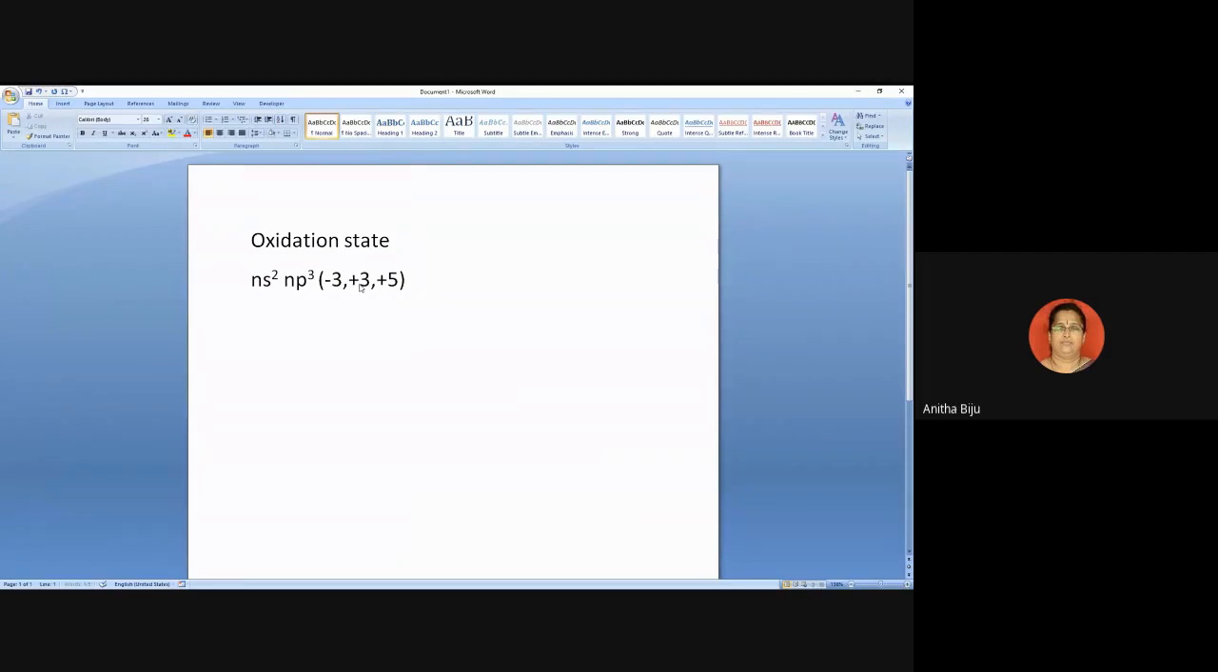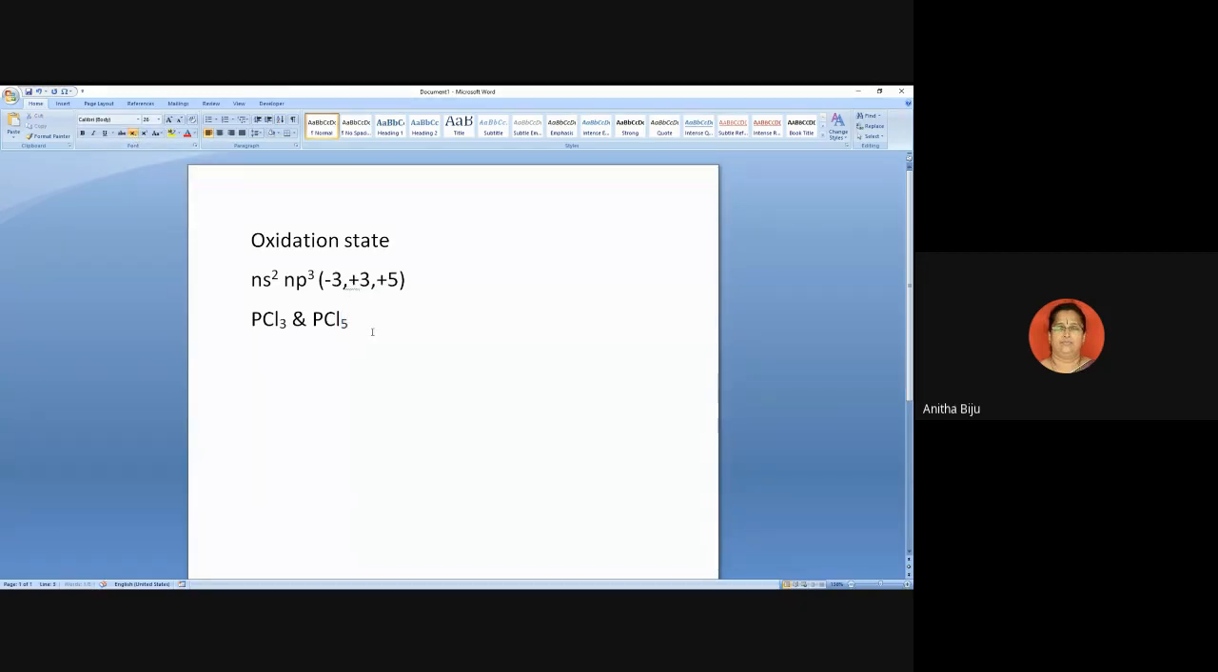Which is more stable? Suppose I take one example, PCl3 and PCl5. I'll make a change here: PCl3, C capital letter, and PCl5. So here you know that in the first case the oxidation state of phosphorus is +3 and in the second case the oxidation state of phosphorus is +5, correct? And what do you think, which is more stable?